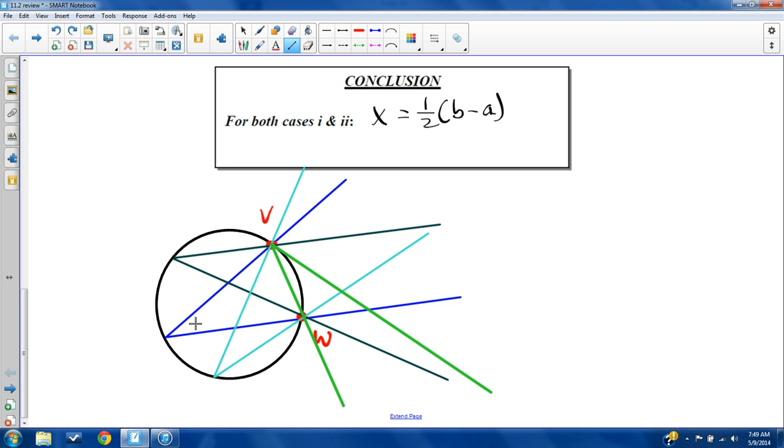This angle is congruent to all these ones as well because its vertex lies on the circle. Okay, yeah, so let's call it an inscribed angle. It's an inscribed angle because its vertex lies on the circle and it hits the same two endpoints as all the other ones.